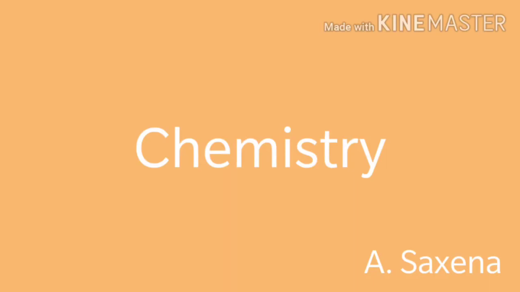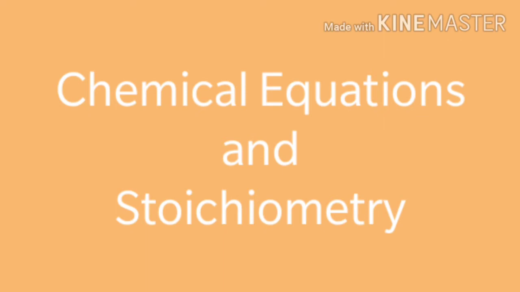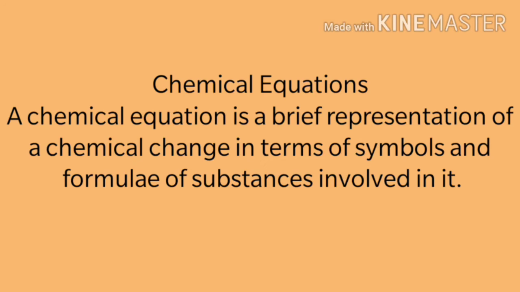Good morning, children. Today we will study the chemical equation and stoichiometry. A chemical equation is a brief representation of a chemical change in terms of symbols and formulas of the substances involved in it. So you know about many chemical reactions.